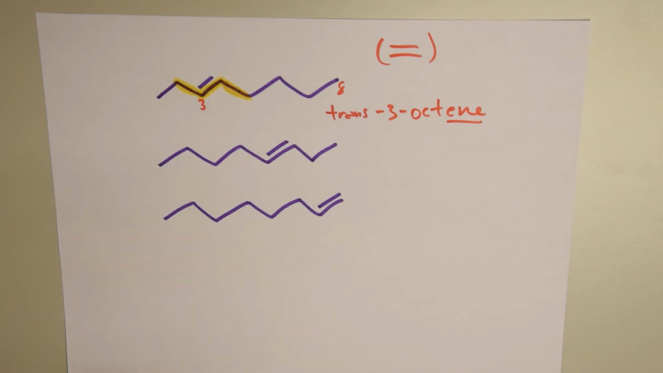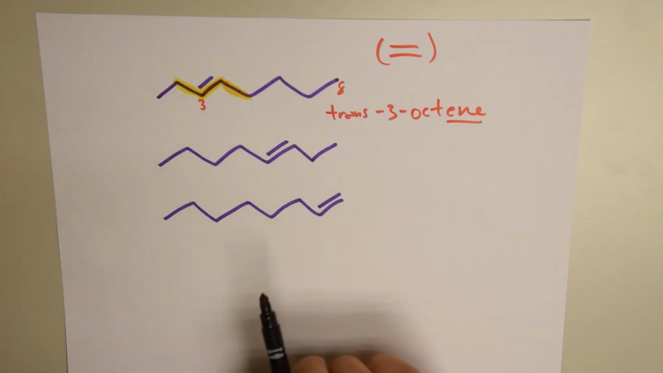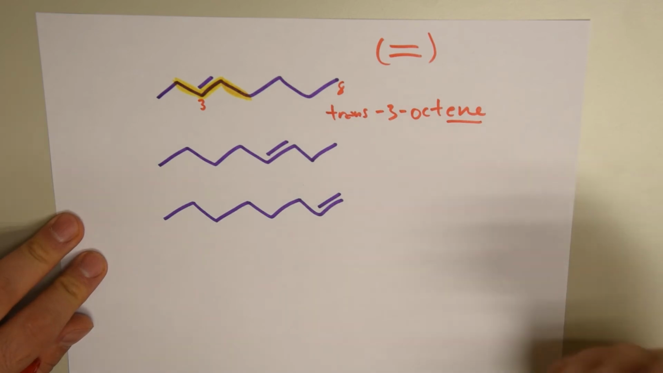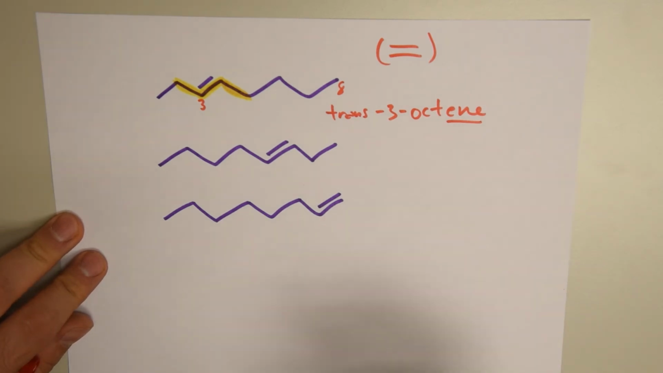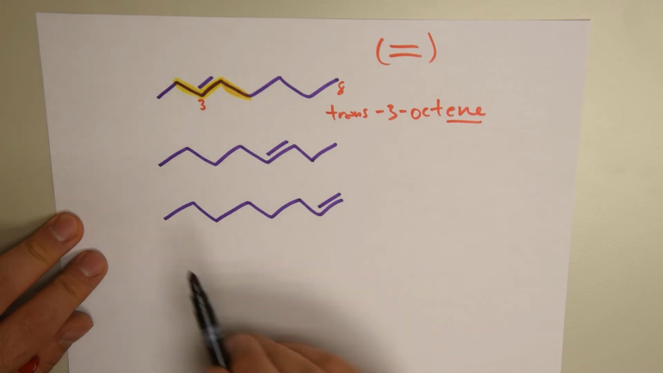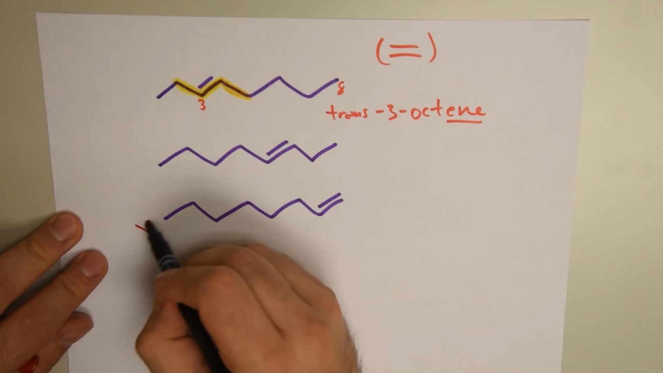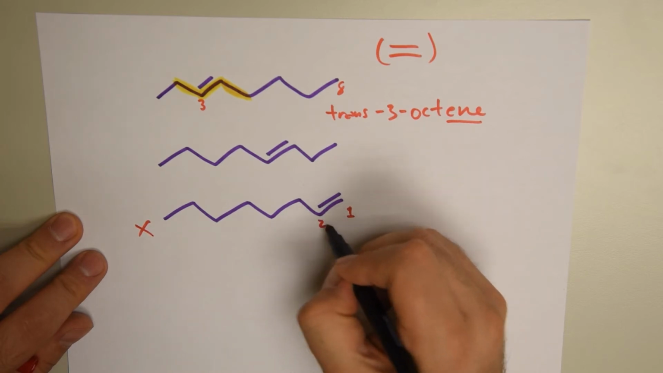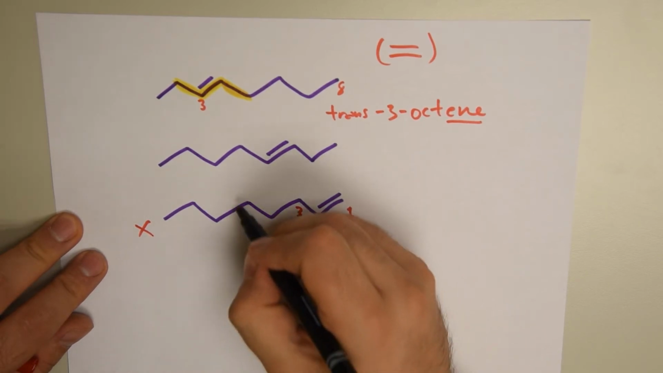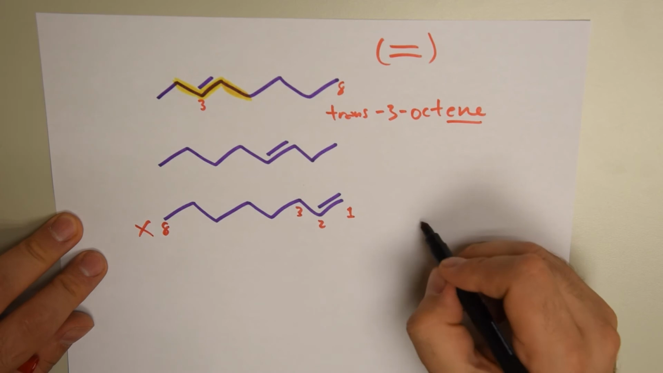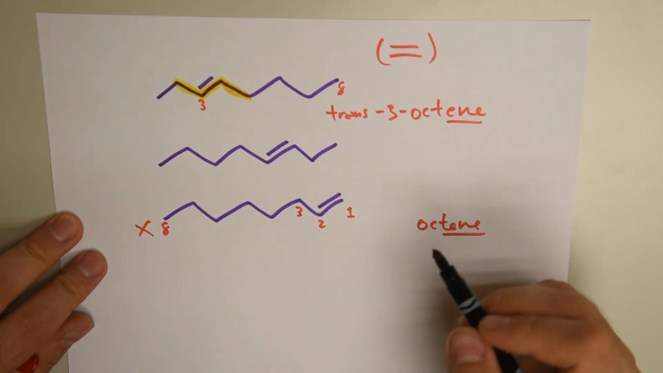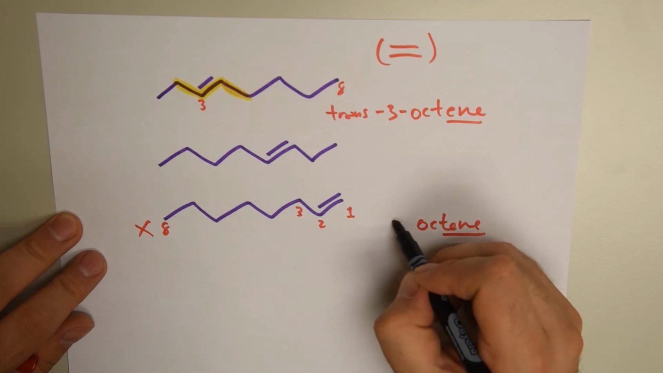Now I'm going to jump to the third example. We want to give our double bond the lowest number because it's the star of the show. So we want the longest chain giving the double bond the lowest number. Are we going to start on this side? No. We're going to start on this side so that we give the double bond a number 1. 1, 2, 3, 4, 5, 6, 7, 8. This is octene again, ending in ene. But the double bond starts at carbon number 1.